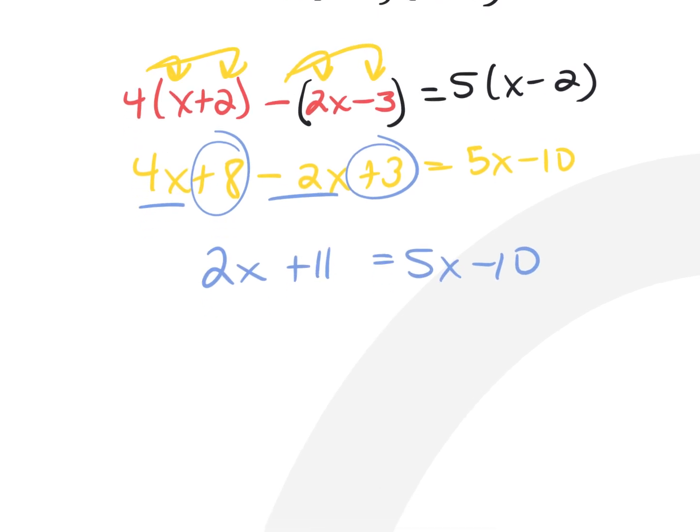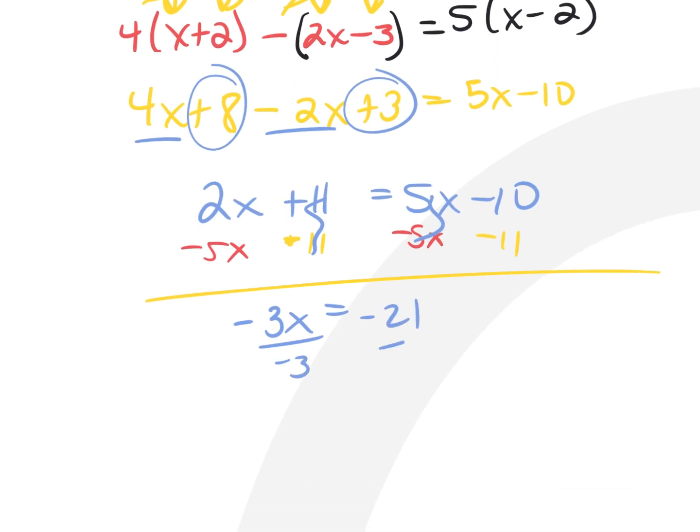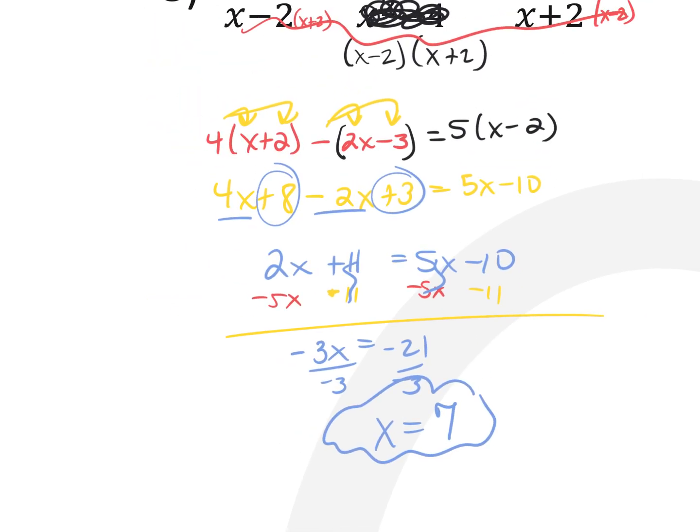Now what? Okay, you want to subtract 5x from both sides? I agree. And then we're going to subtract 11. So what do we have? Negative 3x equals negative 21. And now what? Divide by negative 3. X equals 7. That one's not so bad, so you'll probably check that one, right?